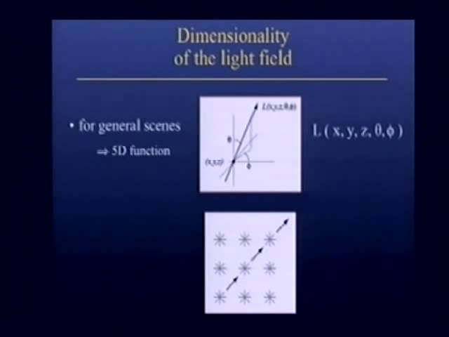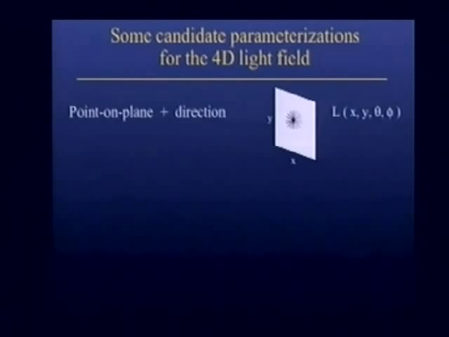So people have proposed a number of parameterizations for the 4D light field. One of them, you might imagine, would be to take a plane with XY position. At any point on that plane, imagine a direction of light, which would be two angles, theta and phi. And so that would be one parameterization of the light field.